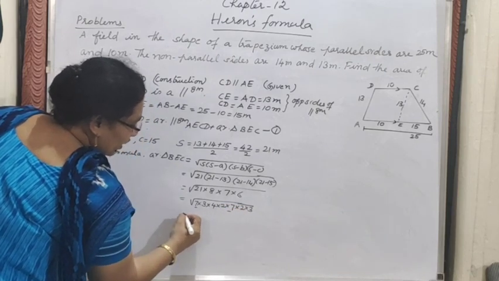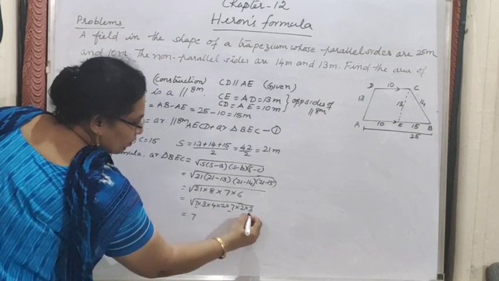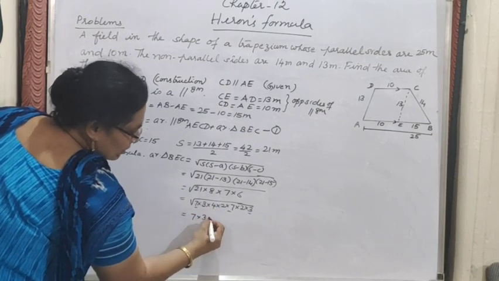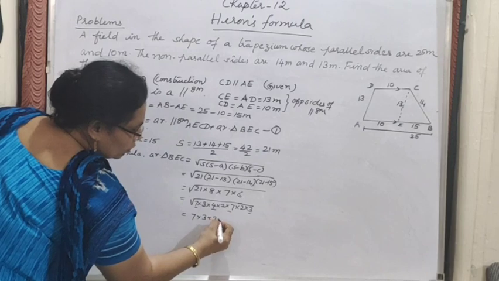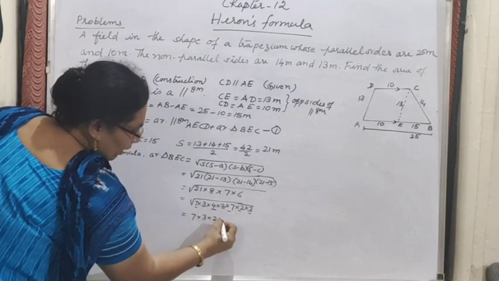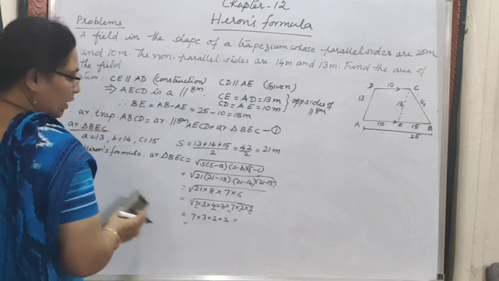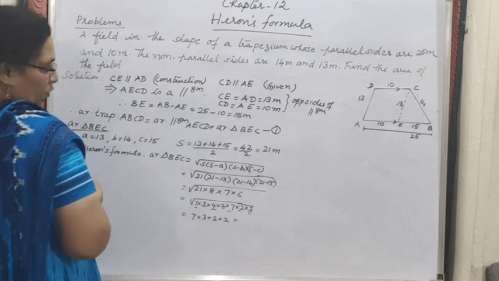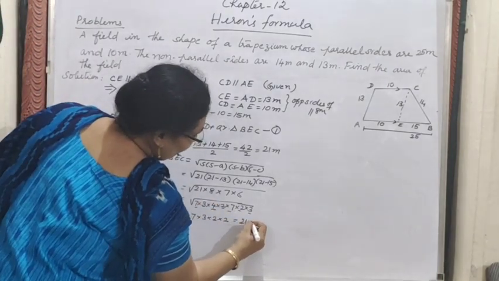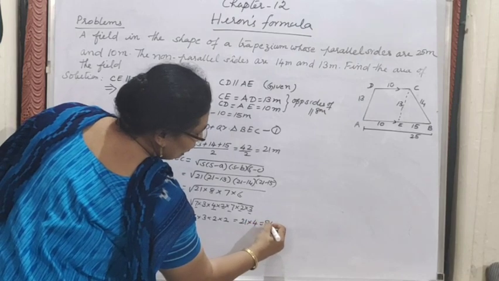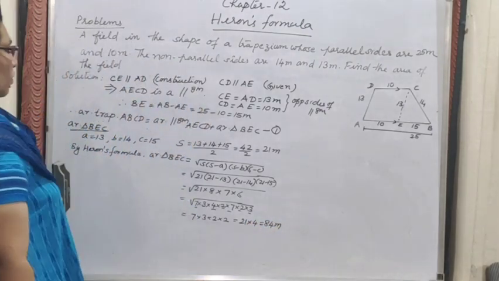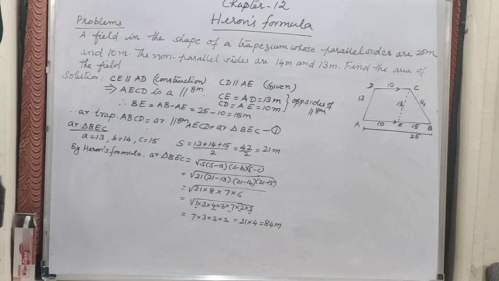So 7, one pair, I'll take 7 out. 3 also, one more pair you can see. 3 is there. 4, 4, it is 2. 2 also, pairs we are having, so 2. So what is the answer? 21 into 4. It is equal to 84 meters square. So this is the area of the triangle BEC.